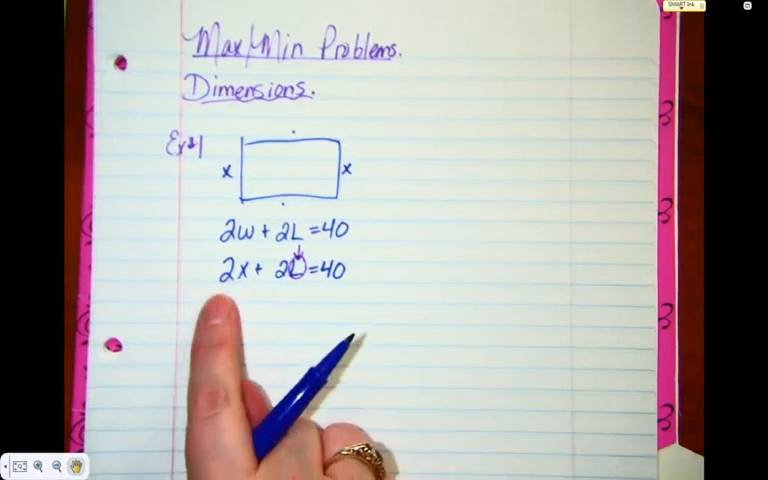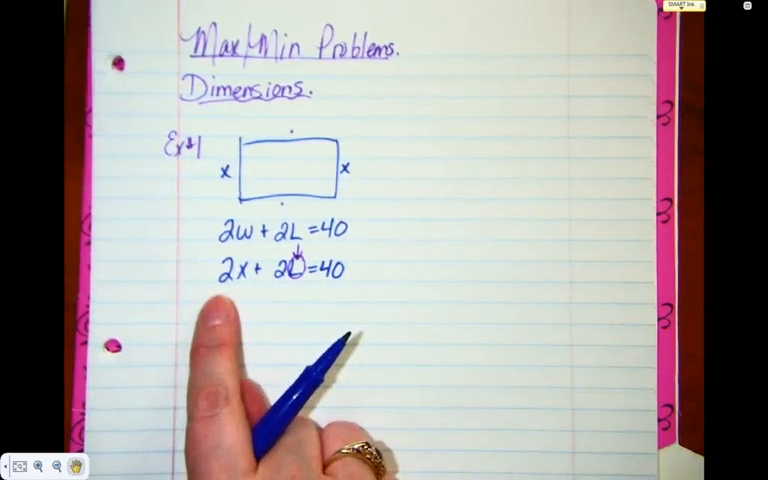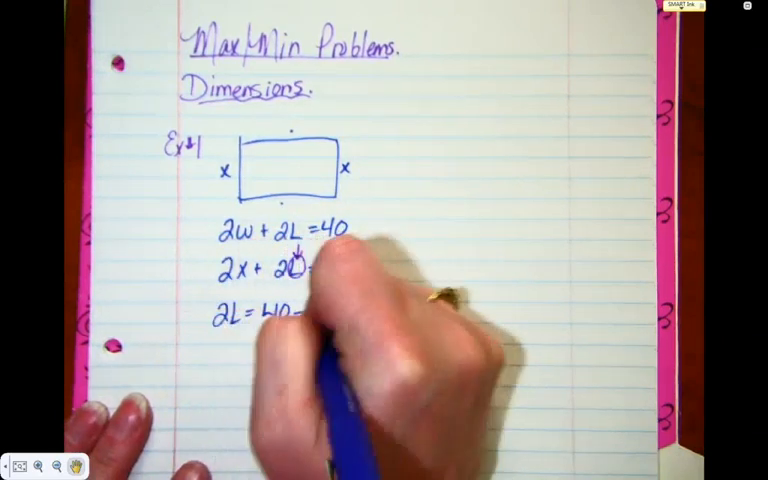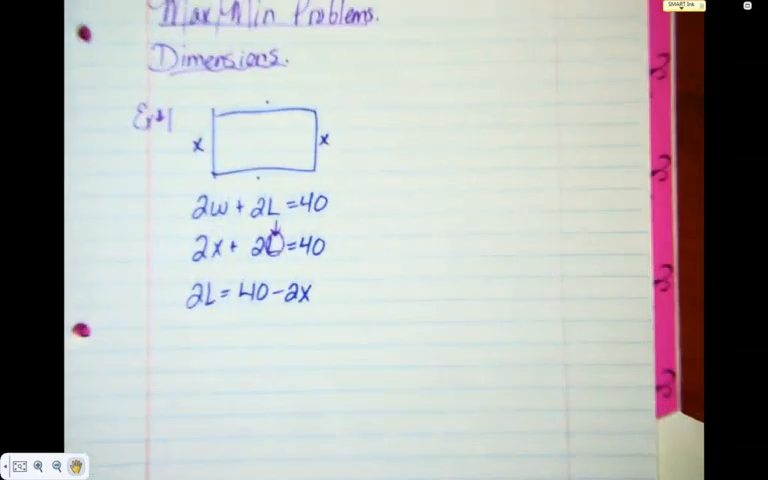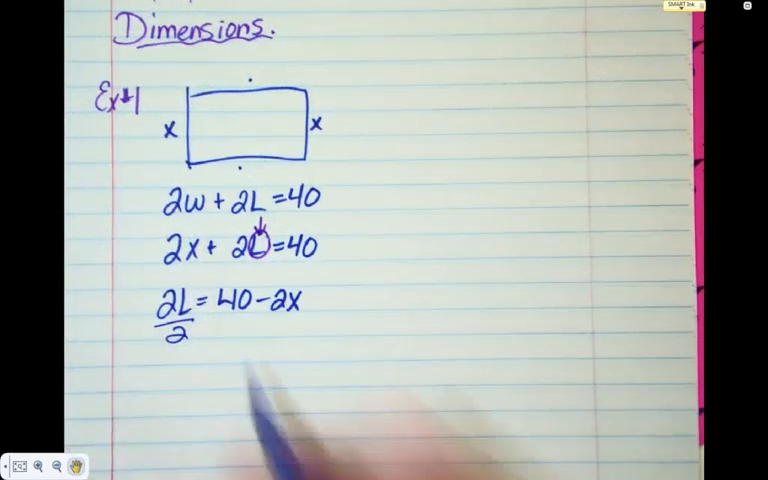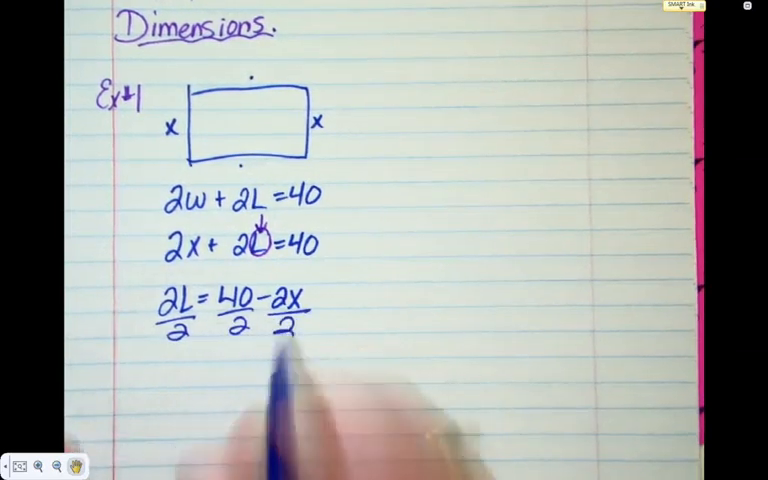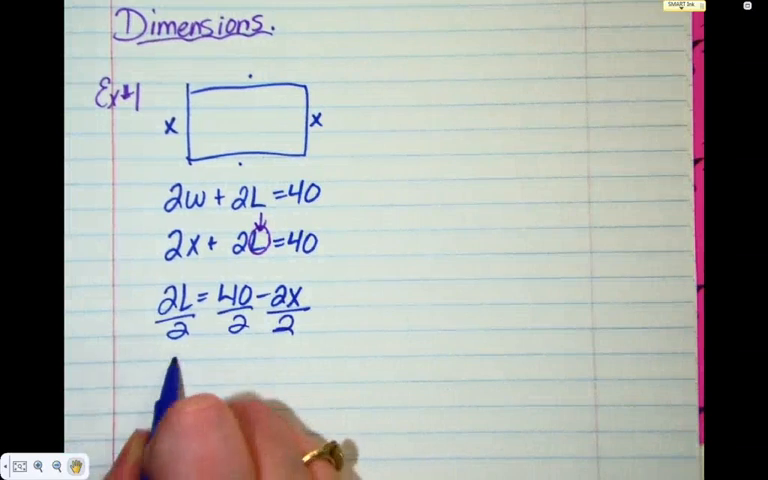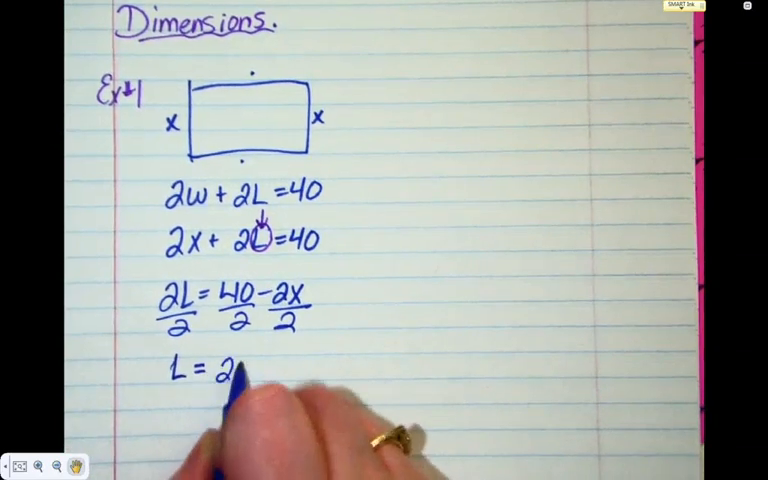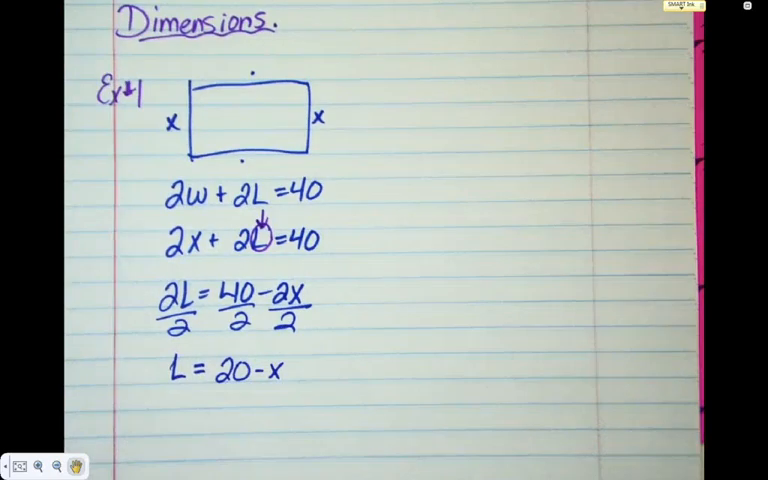So how do I get rid of an addition of 2x? Subtract 2x. How do I get rid of the coefficient of 2? If I divide one side by 2, I have to divide the other side, and I want to divide both those pieces by 2. L equals 20 minus x.